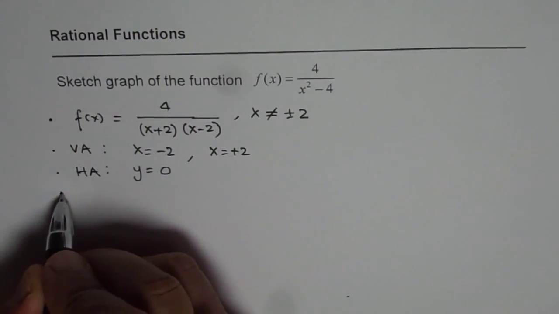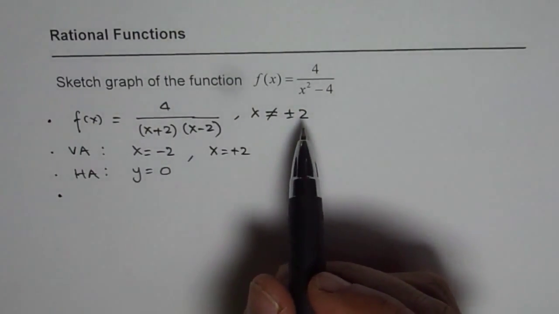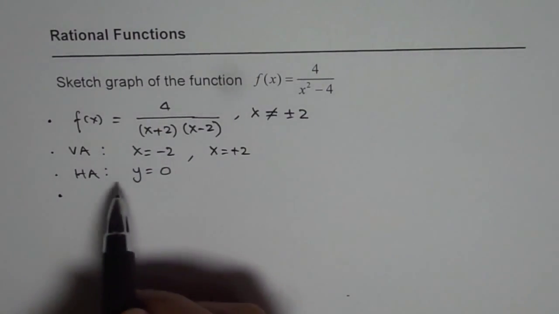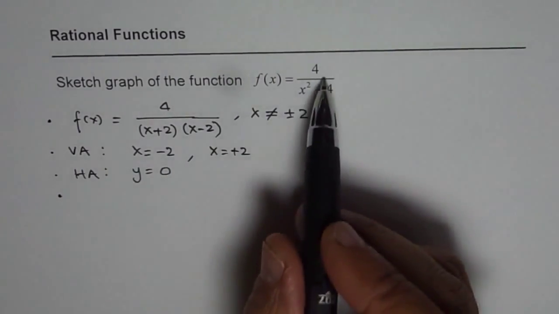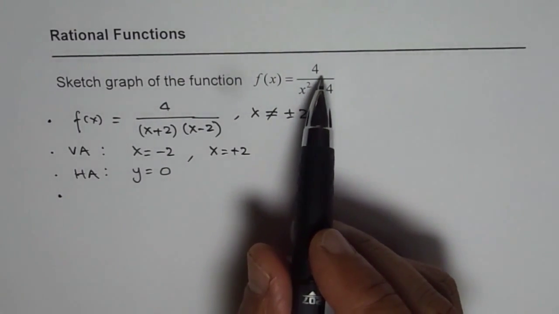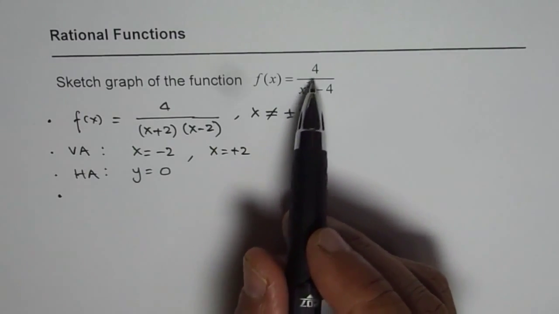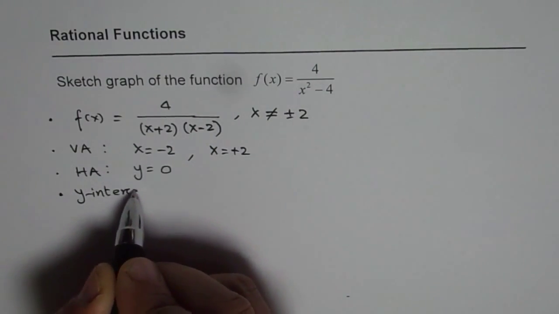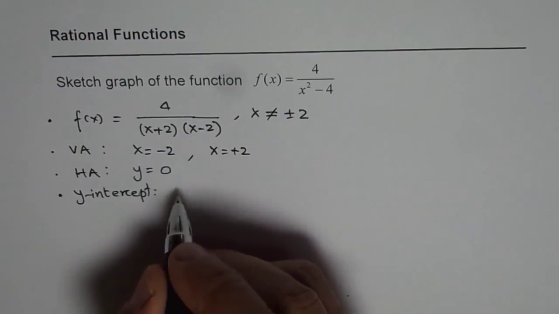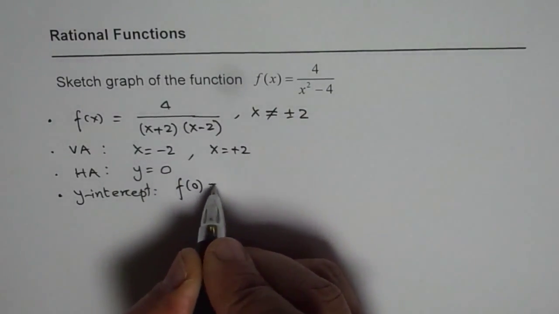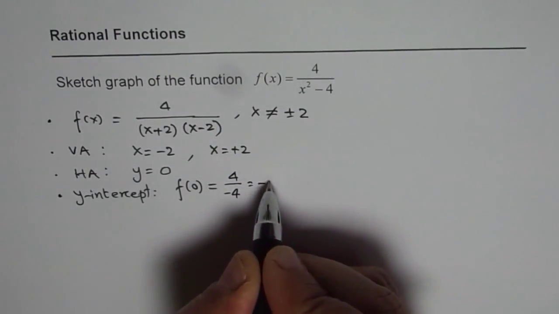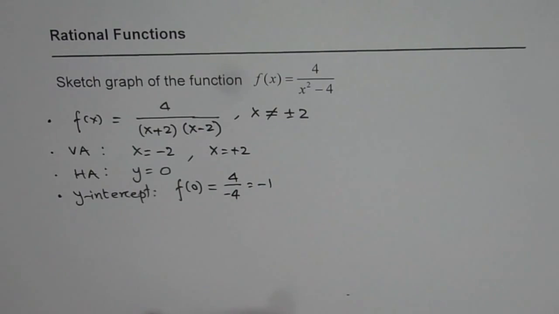Now a few other important points are the x-intercept and y-intercept. Of course, since the horizontal asymptote in this case is 0, we do not have an x-intercept, but we do have a y-intercept. The y-intercept is the value of the function when x equals 0. That is, f of 0 is the y-intercept. If I write 0 here, I get 4 over minus 4, that is minus 1. So that becomes the y-intercept for us, correct?